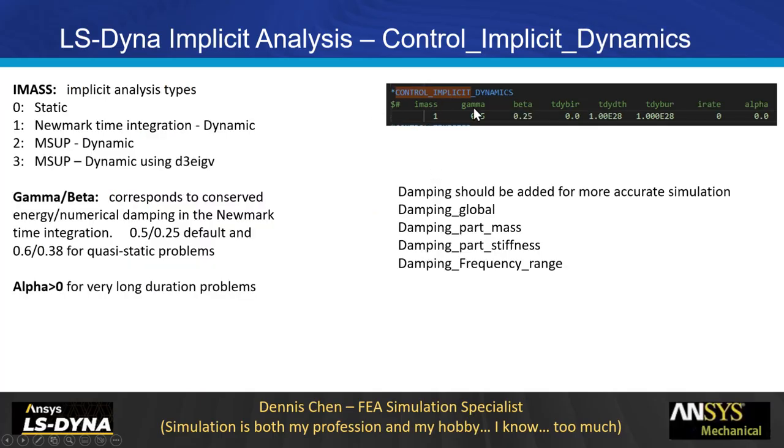And of course, lastly, if the problem itself is a static analysis, you set I mass value to 0. If it's dynamic, you set it to 1. And the other ones are for combined with modal analysis. Gamma and beta are for the Newmark time integration, right? This is for adding some damping to the systems. You can also use these damping cards to do so as well.